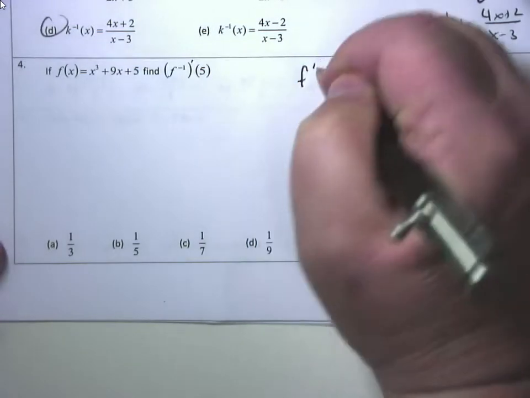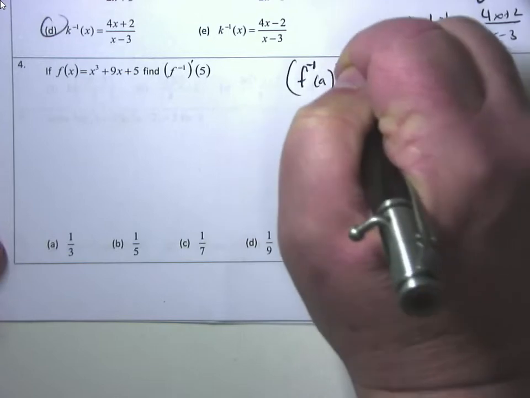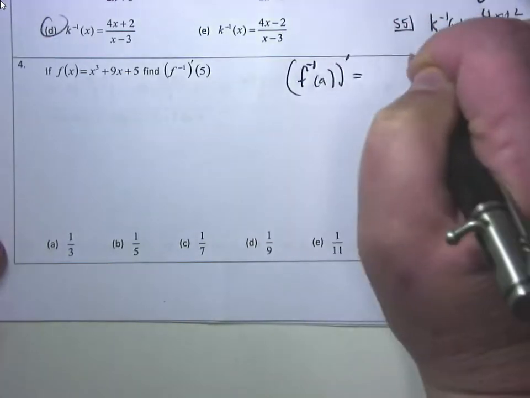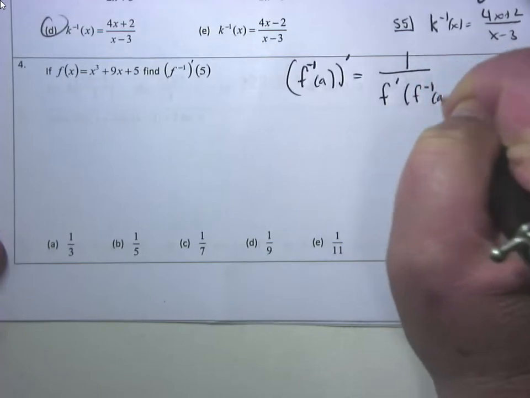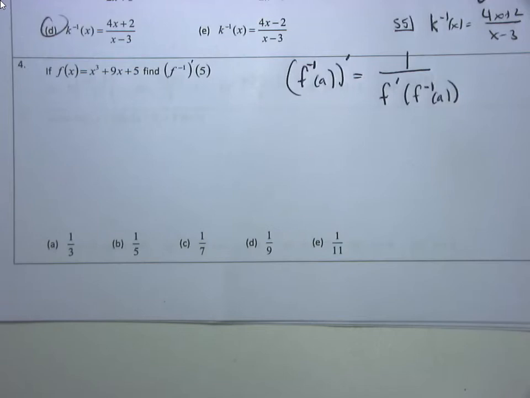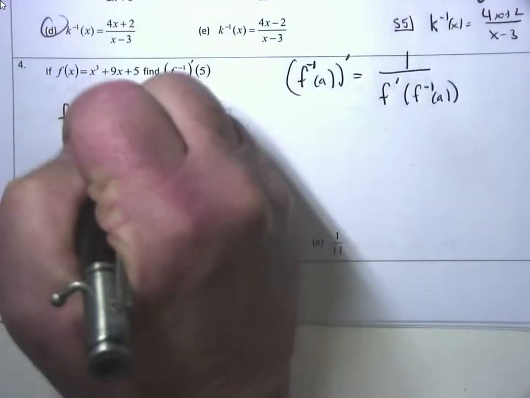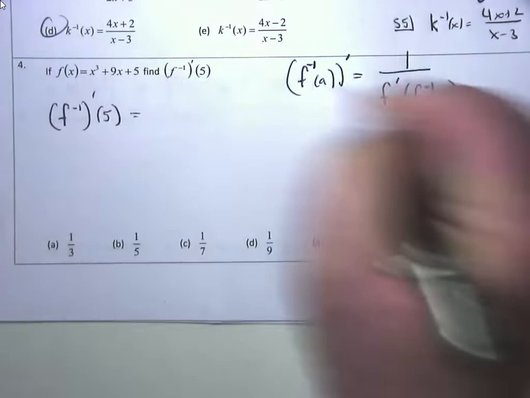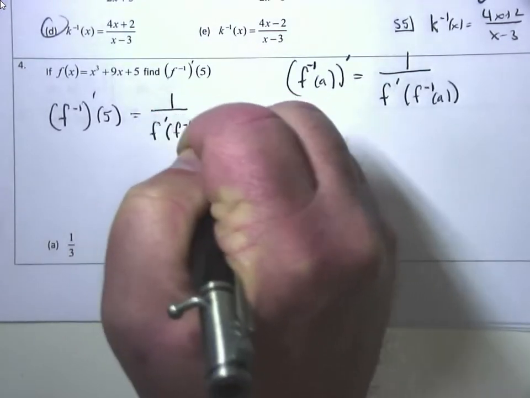F inverse prime of a, the derivative of an inverse, is equal to 1 over f prime of f inverse of a. That is the formula that you need to know on doing the derivative of an inverse function, which is what they're asking you here. So in this problem, they're asking me what is the f inverse prime of 5. According to my formula, that's 1 over f prime of f inverse of 5.